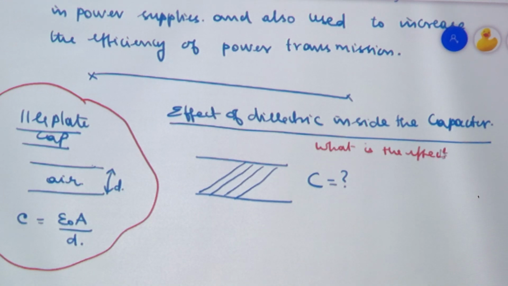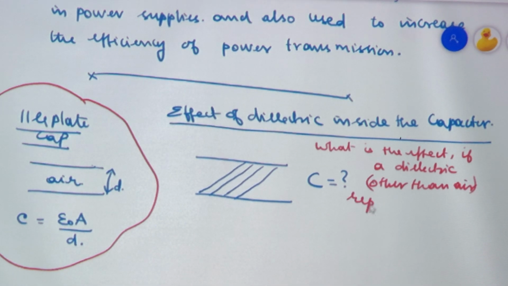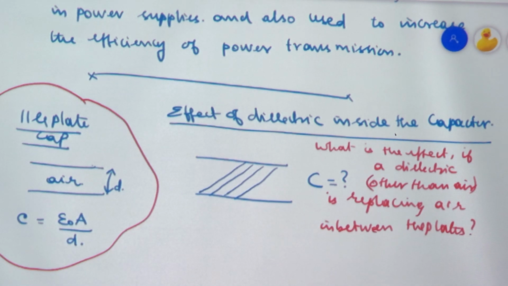Whether the capacitance of the capacitor will increase or decrease if a dielectric other than air is replacing the air in between the two plates. If a dielectric is replacing air in between the plates. That was the question and we have to explain.